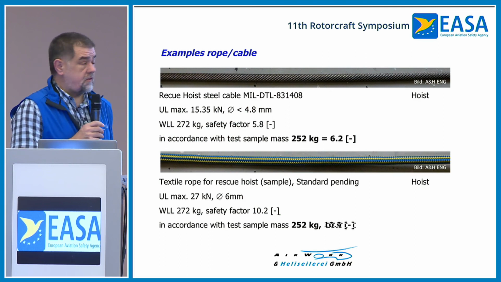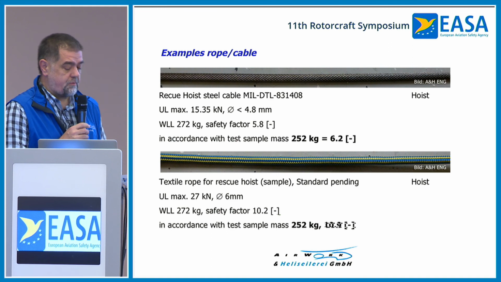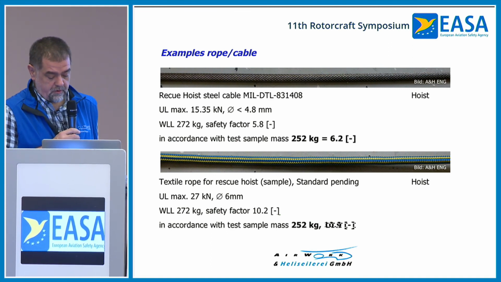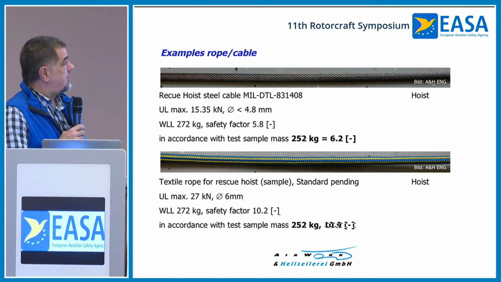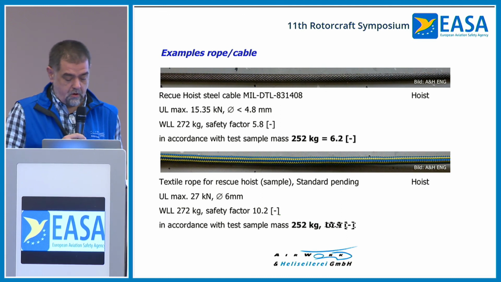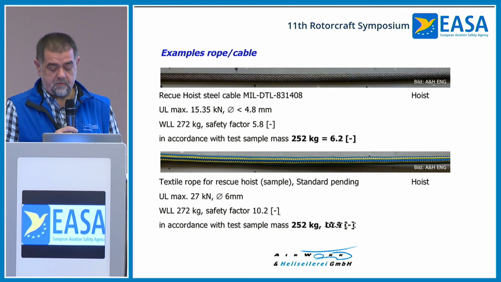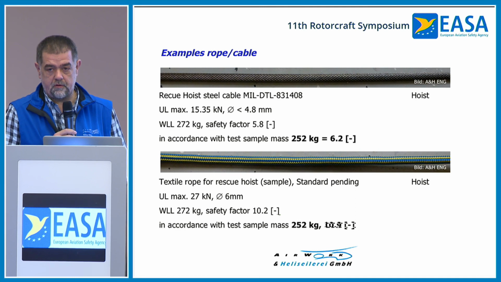The first rope we tested was a rescue hoist steel cable. The mil standard number on the end is not 8, it's a B. You can see the technical data from this rope. And we tested with 252 kilograms. The safety factor is 6.2 in this rope.